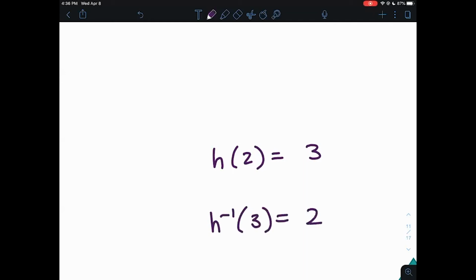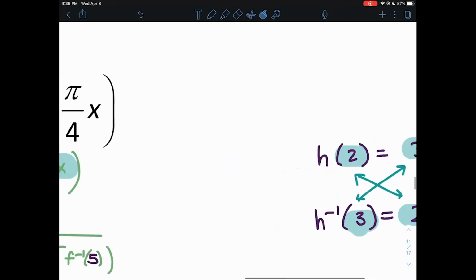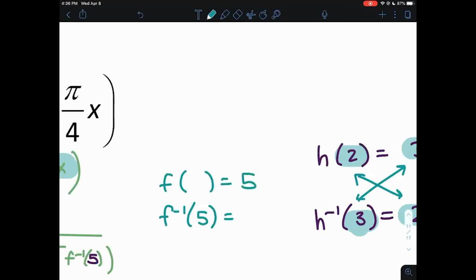So for example, now totally different function, let's say that h of 2 equals 3. Then I know that the inverse evaluated at 3 equals 2. The domain of a function is the range of the inverse. The range of the function is the domain of the inverse. What's happening here is that these numbers are switching. So in the problem that we are working right now, I need to know the inverse at 5, which means I need to know what x value in the original function gave me a 5 so that I can do something like this.